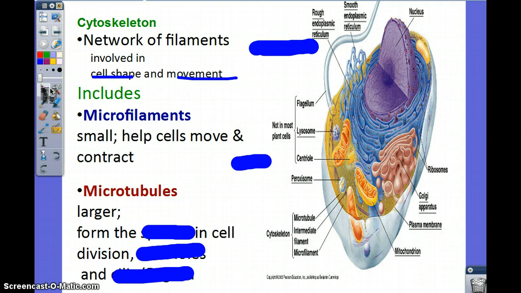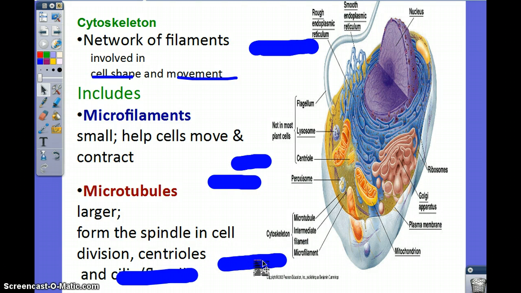And the tubules, you have heard this word. Where have you heard microtubules in your past science studies? The microtubules form something during cell division. Nobody? Nope, but that's good. They form the spindle, and centrioles and cilia and flagella. So again, movement is a key part to the cytoskeleton.